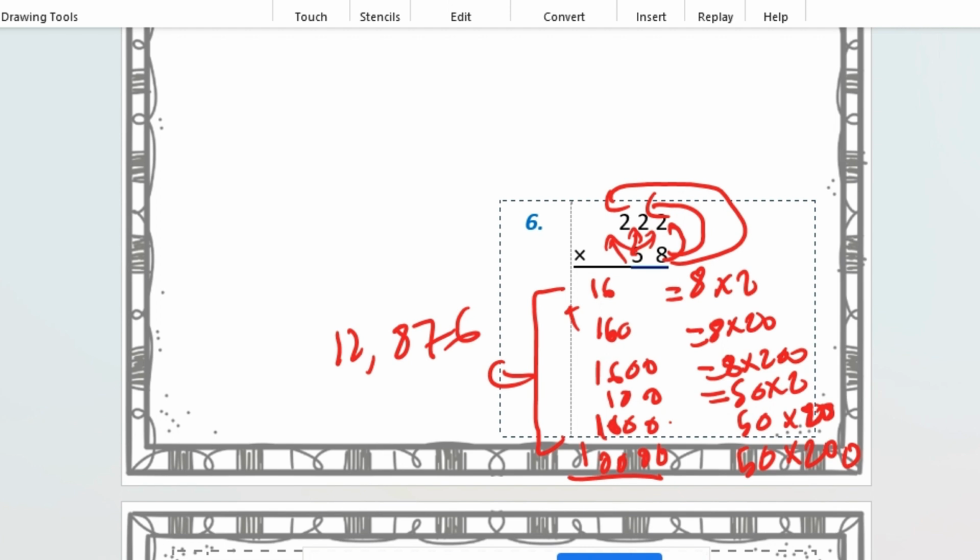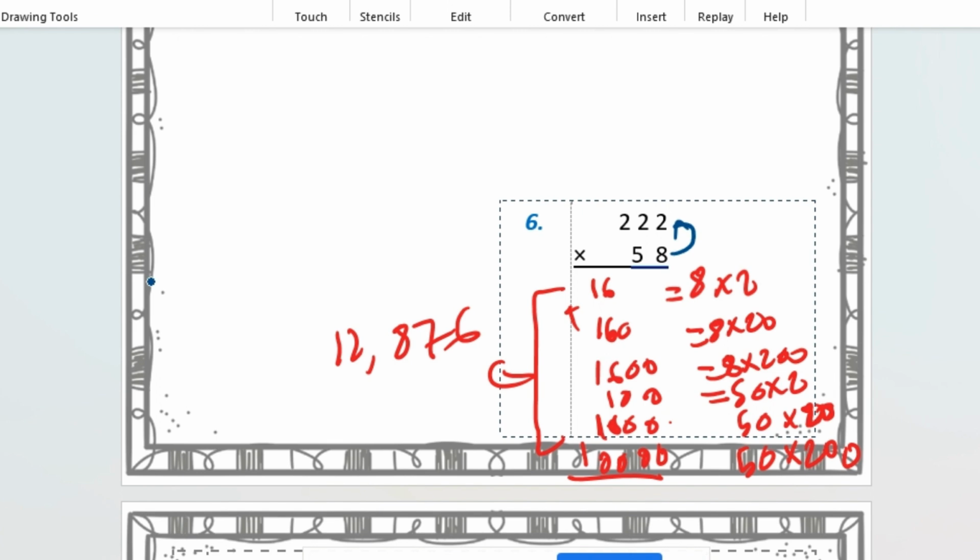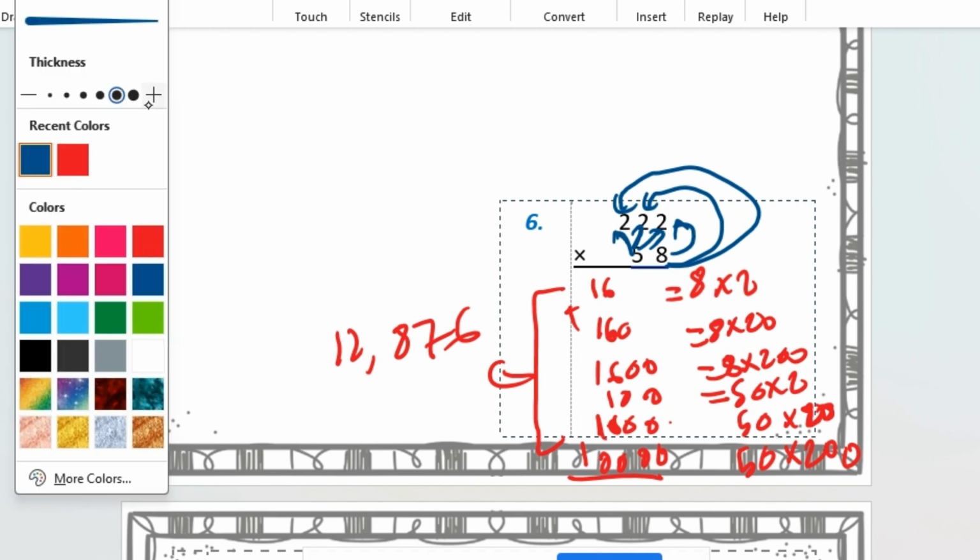Okay, so what do we do here? We multiply 8 with 2, 8 with 20, 8 with 200, then 50 with 2, 50 with 20, and 50 with 200. And we just add all these partial products together.